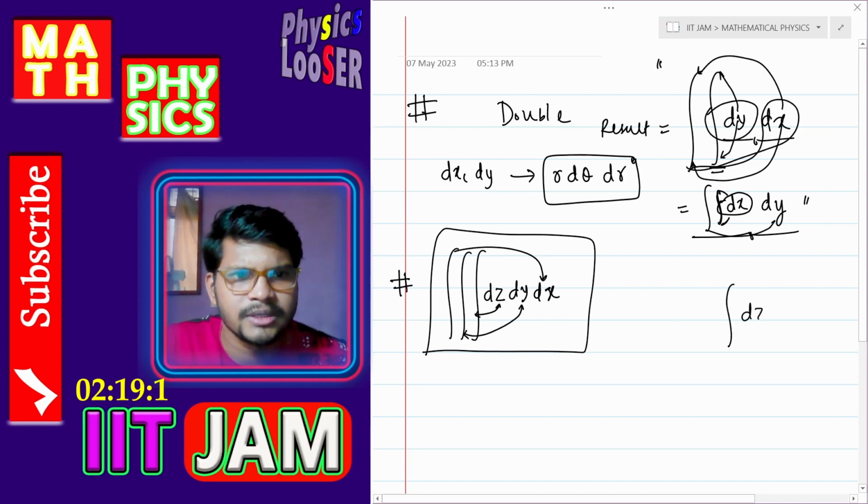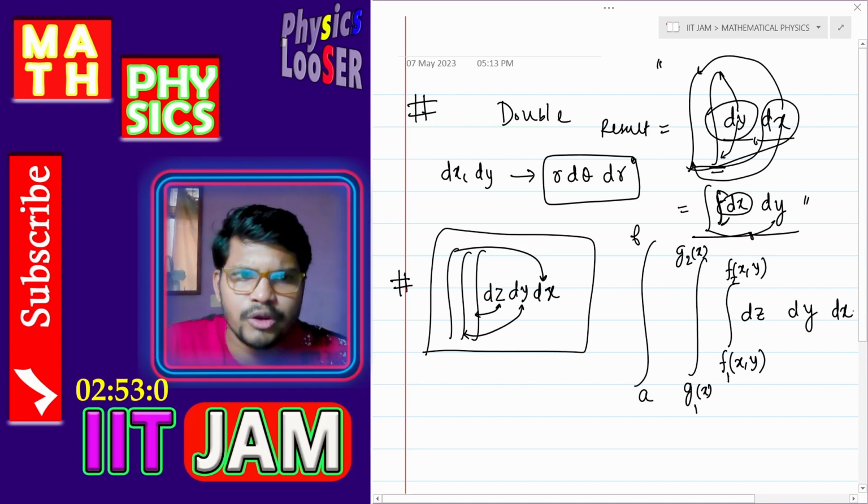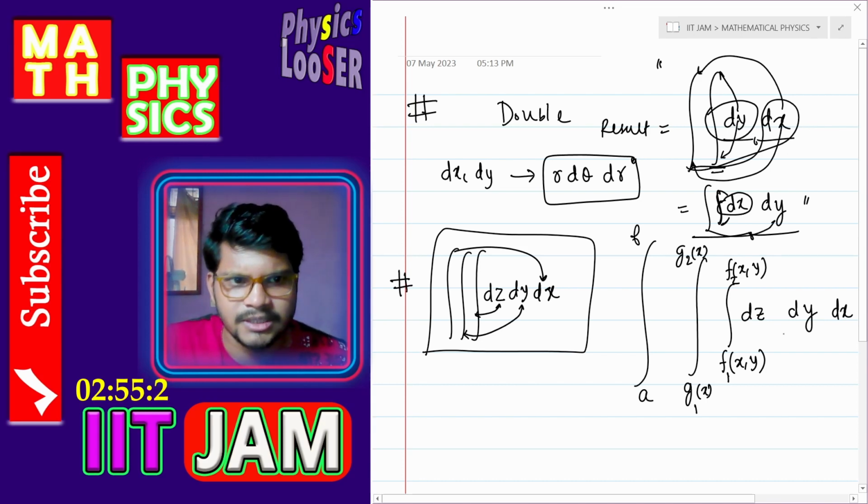So how are we going to write it? Whenever we do dz first, whatever limits you put, let us say f1 and f2, these limits will involve f(x, y). When you are done with this limit, then you have dy, and in this dy you will have the limits g1(x) and g2(x). Then from a to b, you go for dx. So this is the way we handle triple integration, and when you do it, it will give you the result of the volume.